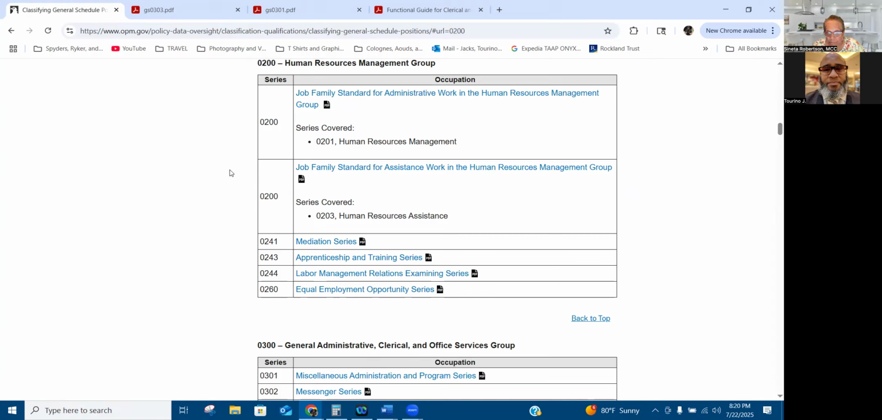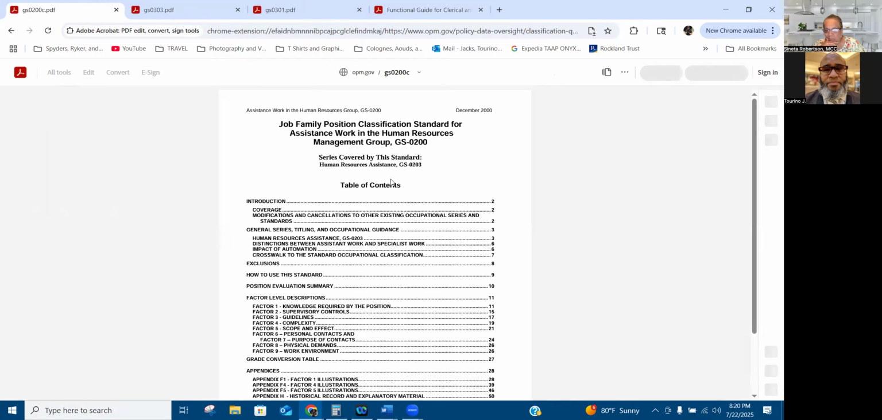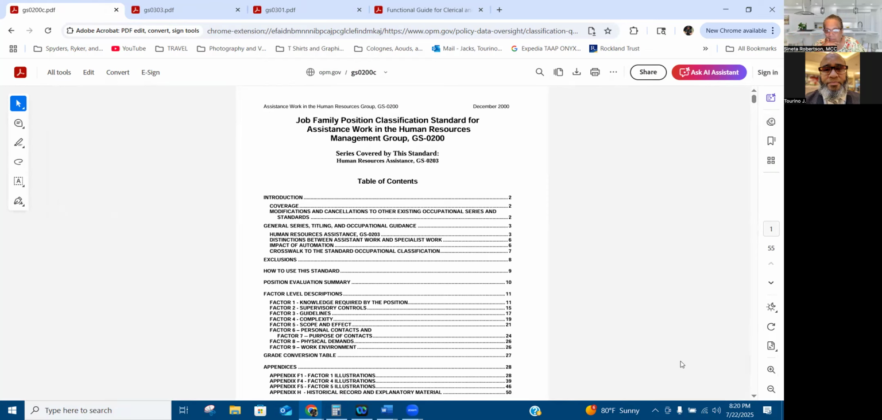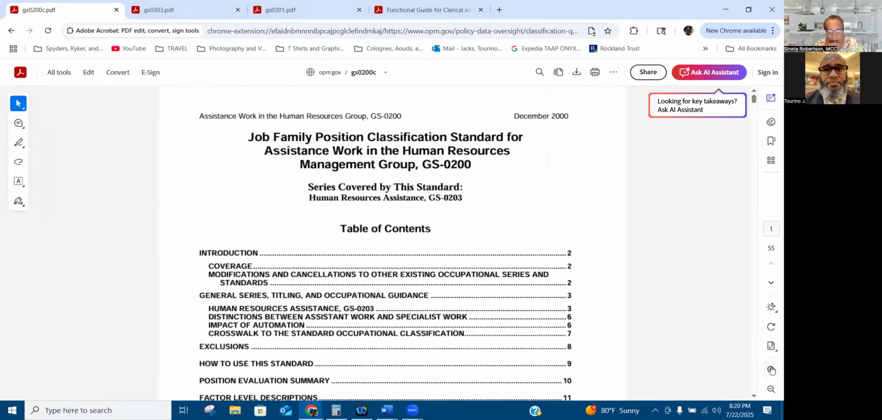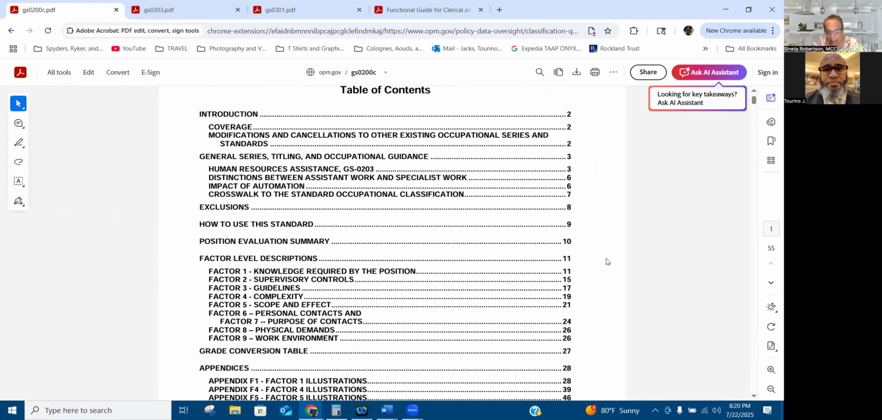And so they have two. The administrative work means that's an HR specialist in that first block. And the job family standard for assistant work means everything that's support, like using your words, everything that's support. Everything in the first one says administrative work, that's specialist work. Anything under the assistance work, that's support work. So with this one, you're saying there's two different divisions. Yeah. A support side. And that's why they separated into two different standards.